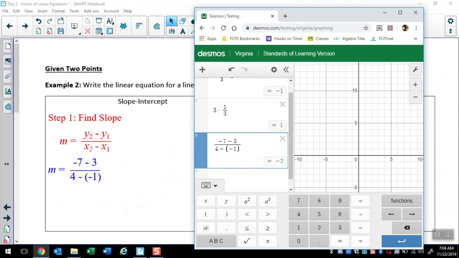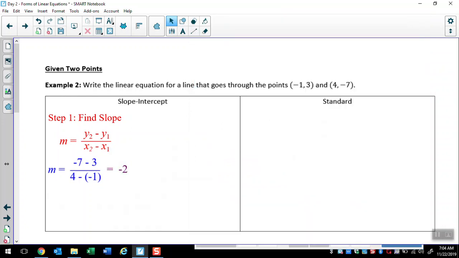And it equals negative 2. So my slope here is negative 2. All right, now that we have slope, we have a choice. We can use our point slope like we did on the previous page. We have two different points. We can pick one point, and we have our slope, and we can put them into point slope and then convert to slope intercept.